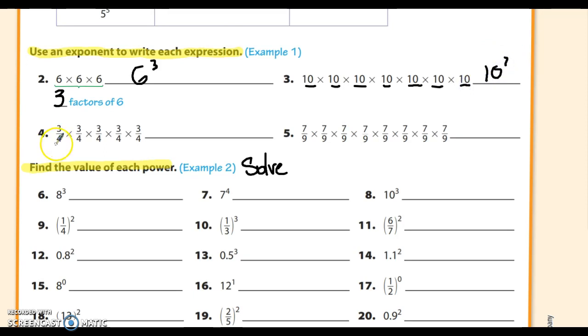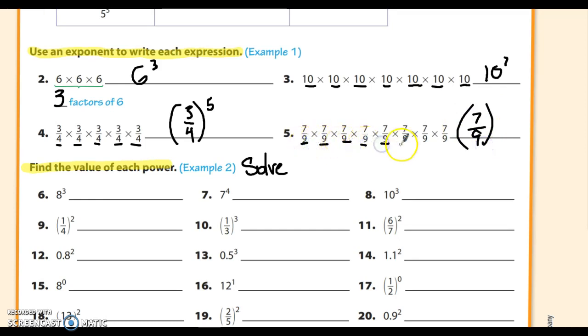Number 4, I'm going to count. 1, 2, 3, 4, 5. The exponent is 5. Remember that if the base is a fraction, we have to put it inside parentheses. The base here is going to be 7/9. Count 1, 2, 3, 4, 5, 6, 7, 8. 7/9 to the 8th power. It's a good thing we don't have to solve that one. That would be a pain to solve. It'd take forever. All right, let's move on.